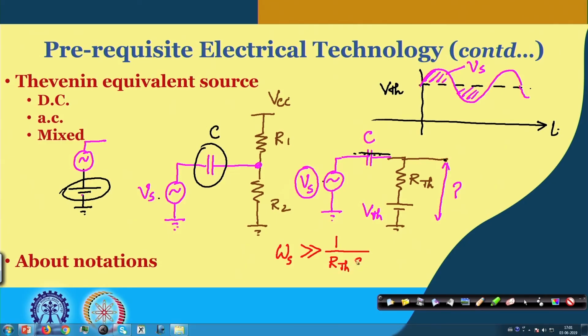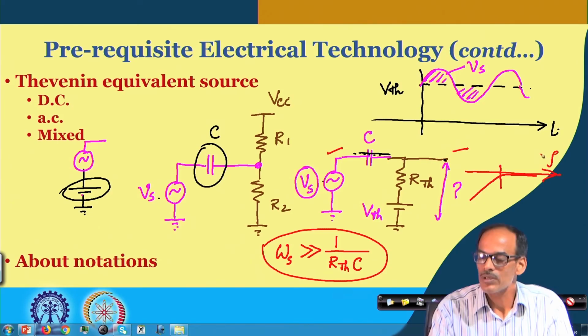Okay, so where do I get this condition? Interestingly, we do have a CR circuit. If I consider this signal as input and this as output, we are having a CR circuit, which means that in the frequency domain we are getting a high pass circuit, and this cutoff frequency, in omega, is 1 by this RC time constant. So, RTH and C.